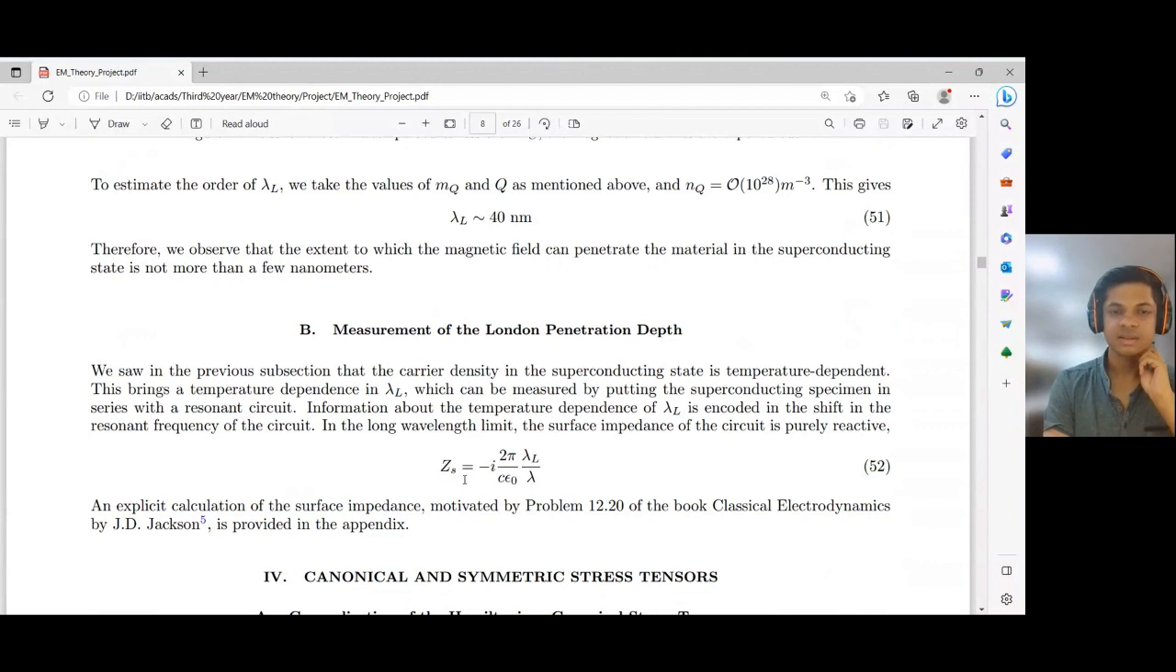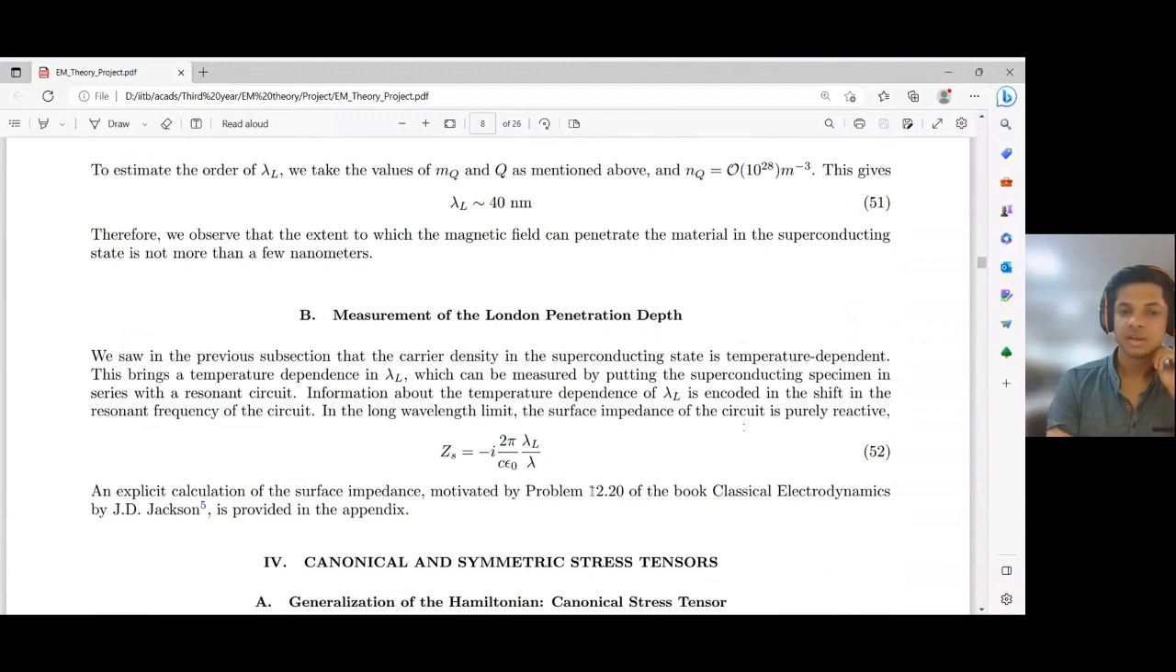That is Zs, the surface impedance, which is given by the ratio of the tangential electric and magnetic fields. So it is given by minus i 2 pi by c epsilon naught lambda L over lambda, where lambda is basically the wavelength. So that's pretty much it.